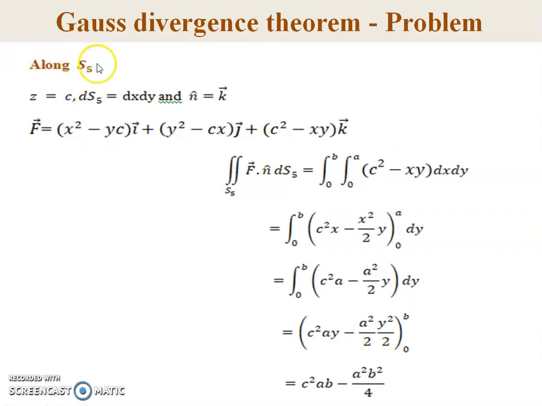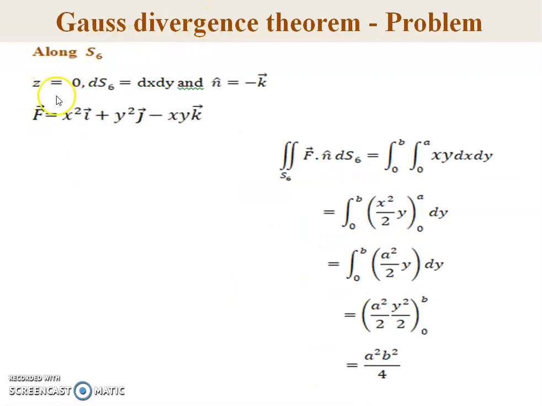Okay. Now along S5. The equation of S5 is z equal to c, ds5 equal to dx dy, n cap equal to k vector. Now put z equal to c in the given vector f, it becomes like this, right? Now find f vector dot n cap. If you find f vector dot n cap, what happens? i dot k becomes 0, j dot k becomes 0, k dot k becomes 1. So what is this? c square minus xy into dx dy. Integrate with respect to x, with respect to y, gives this result. Okay, so the double integral over S5 is c square ab minus a square b square by 4.